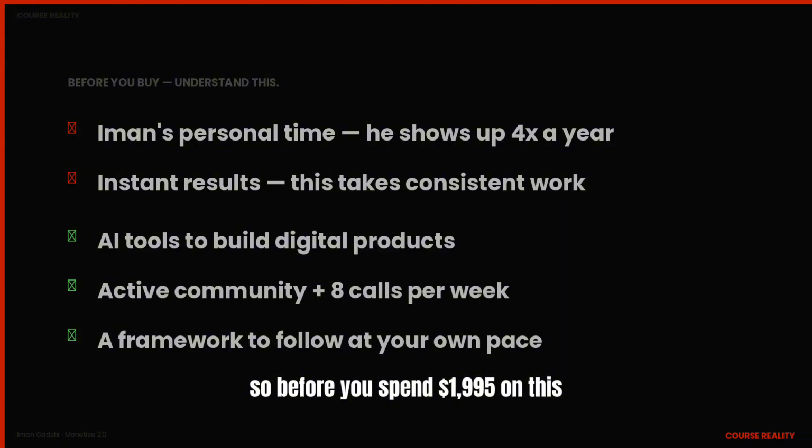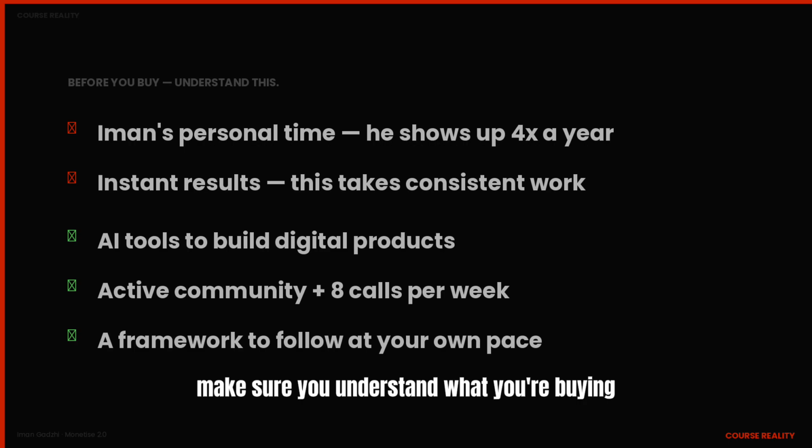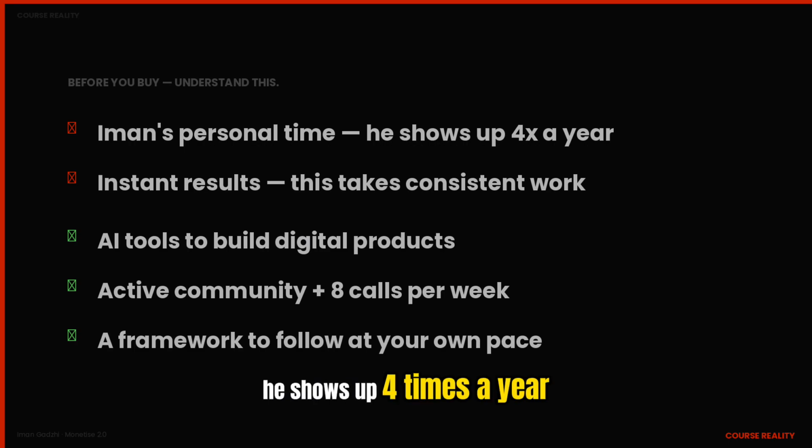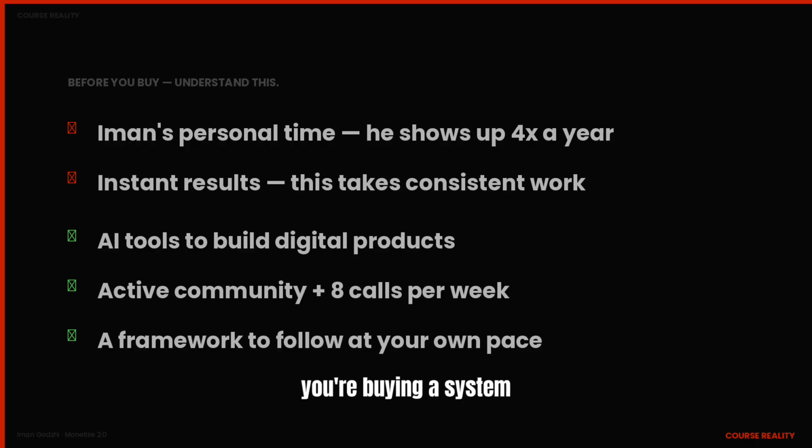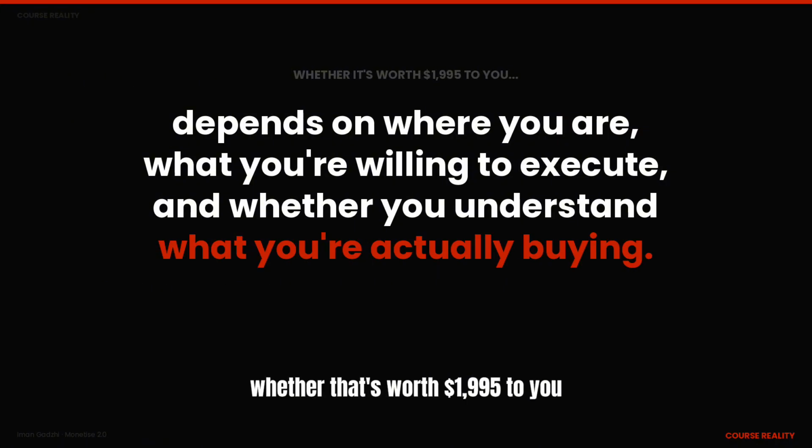$1,995 on this, make sure you understand what you're buying. You're not buying Iman Gadzhi's personal time. He shows up 4 times a year. You're not buying instant results. The model requires consistent execution over time. You're buying a system, AI tools to help you build digital products, a community of people doing the same, and a framework to follow.